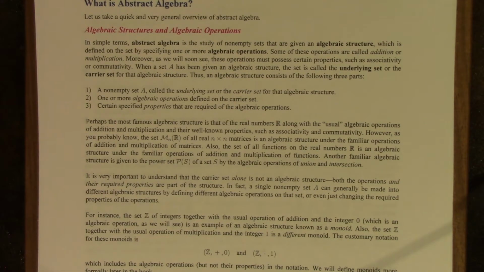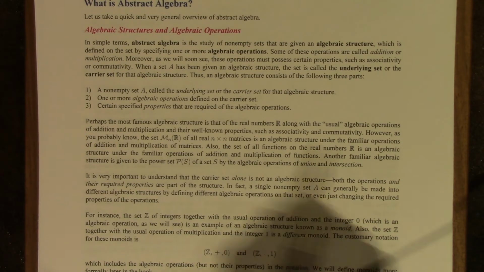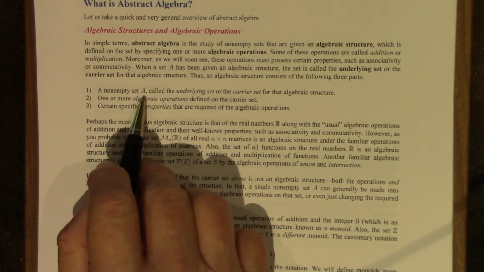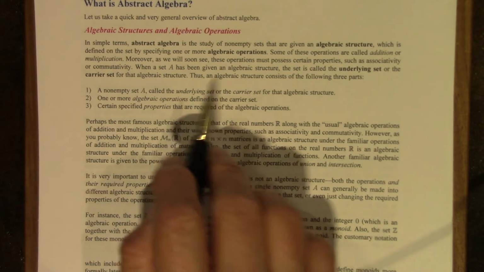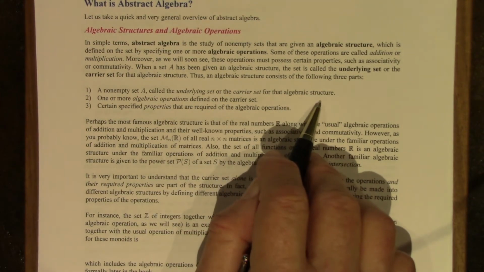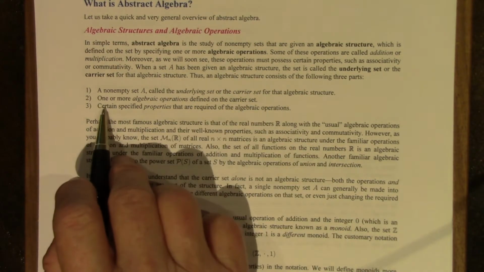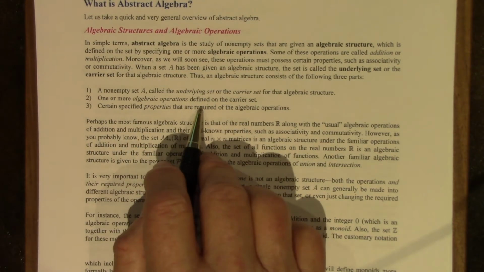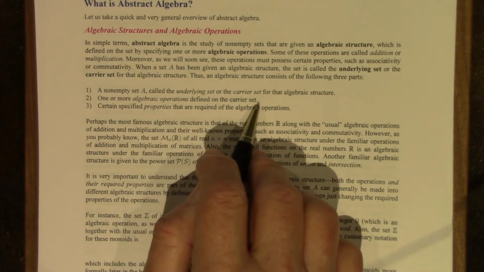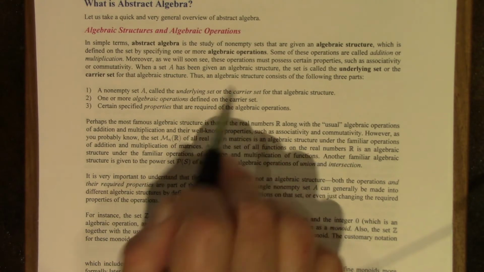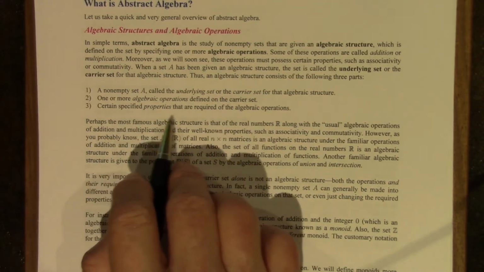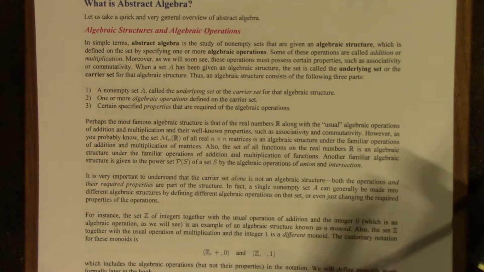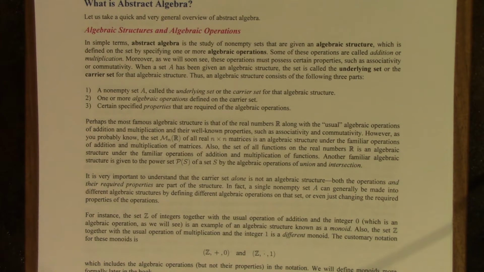So an algebraic structure consists of three parts: a non-empty set A called the underlying set or carrier set for the structure, one or more algebraic operations defined on the carrier set, and certain specified properties that are required of the algebraic operations.